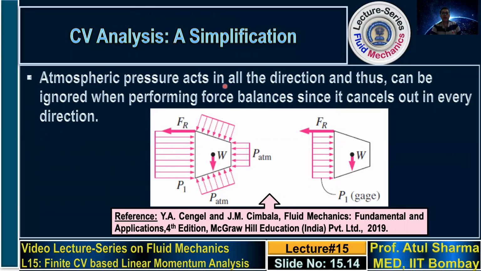So atmospheric pressure acts in all directions and thus can be ignored. Basically, you can express the pressure in terms of gauge pressure. When you do that, the pressure on these surfaces becomes zero, and the absolute pressure gets converted into gauge pressure. So for a problem, it is suggested that you operate with gauge pressure, not absolute pressure.